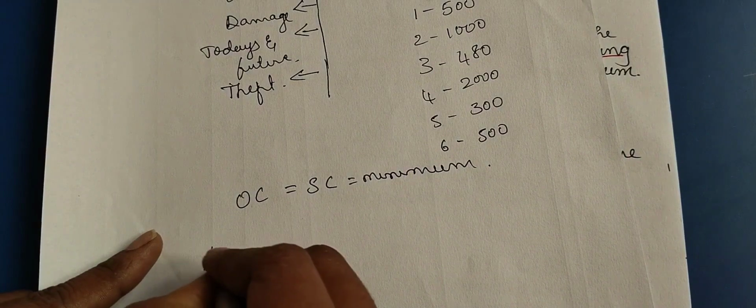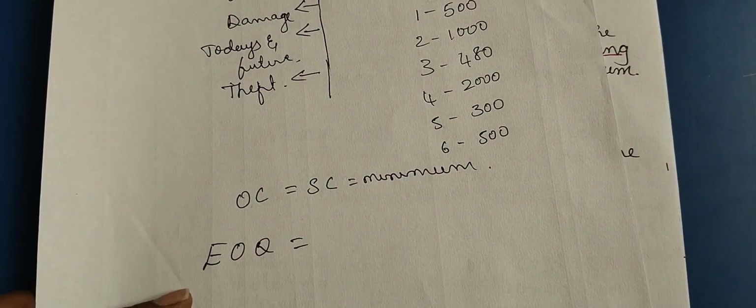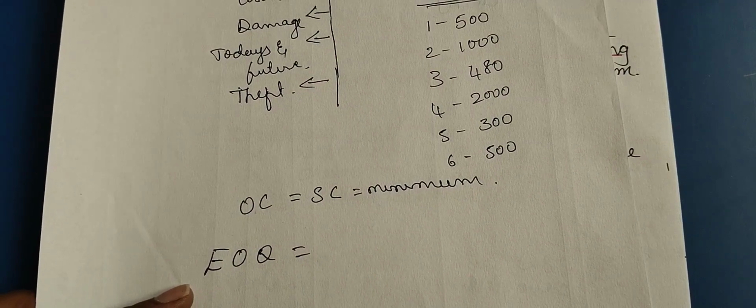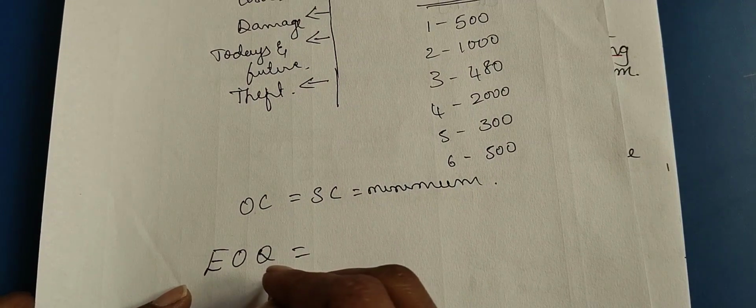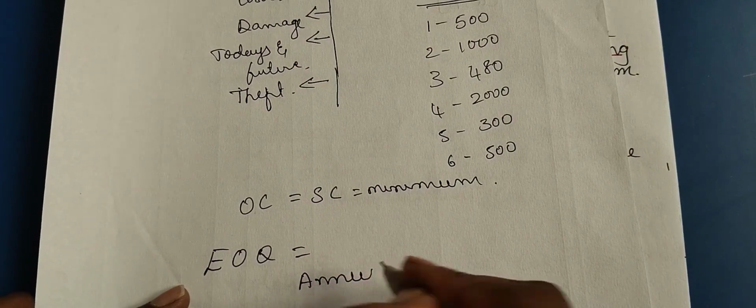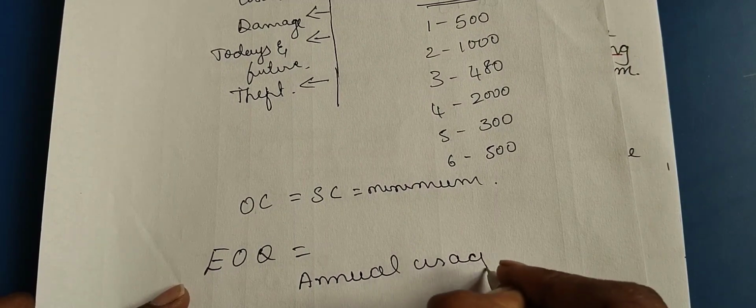Now, how is this formula formulated? EOQ. What are the factors influencing to calculate this EOQ? On what basis we will calculate? See here, when I'm calculating EOQ, I need to know what is my annual usage. That is the first point.